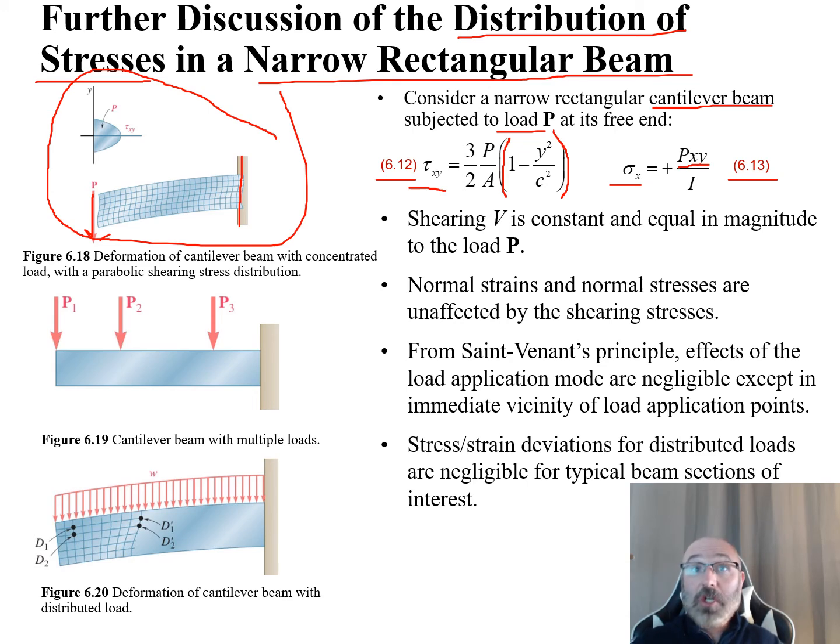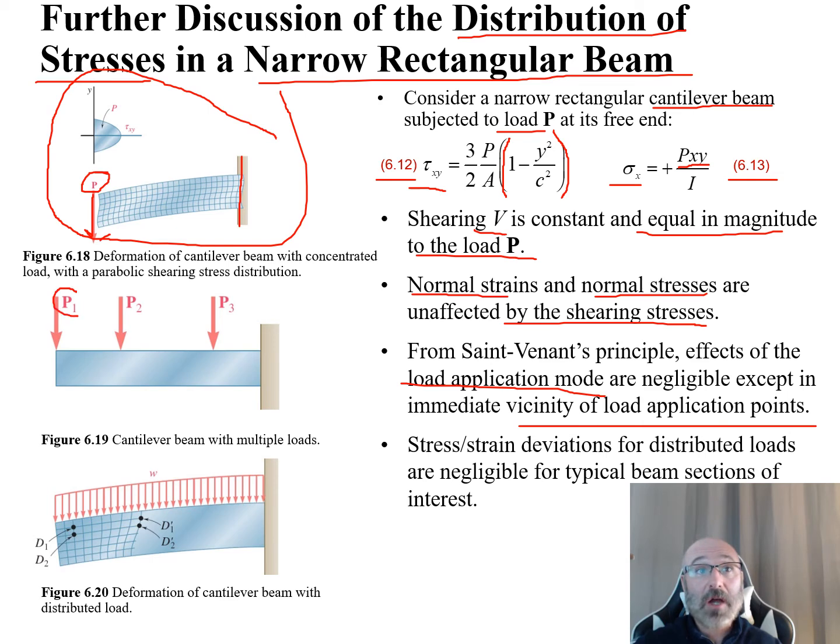Now with this, our shearing force V is constant, and it's going to be equal in magnitude to our load P, applied at our free end. Another thing to note is that our normal strains and normal stresses are unaffected by our shearing stresses. Now, if we go back to St. Venant's principle, the effects of the load application mode are going to be negligible except in the immediate vicinity of the load application point. So everywhere except right at those load application points is going to be negligible.